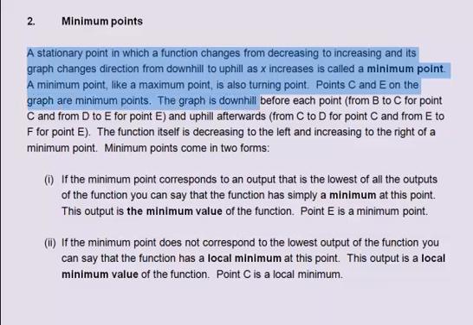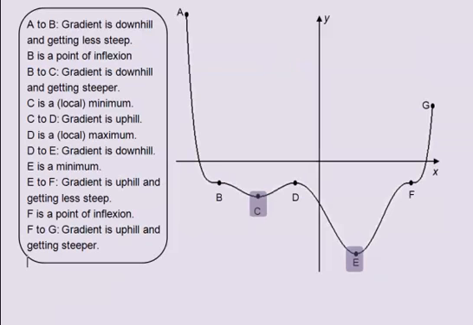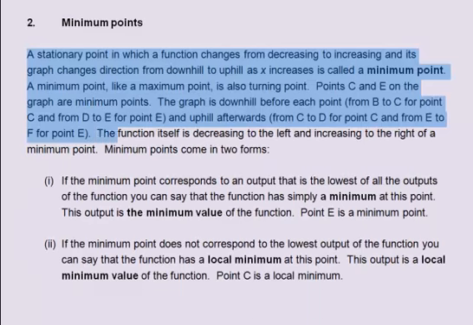The graph is downhill before each point, from B to C for point C and from D to E for point E, and uphill afterwards, from C to D for point C and from E to F for point E. C and E are minimums. The function is decreasing before the minimum point and increasing after the minimum point. The function itself is decreasing to the left and increasing to the right of a minimum point.